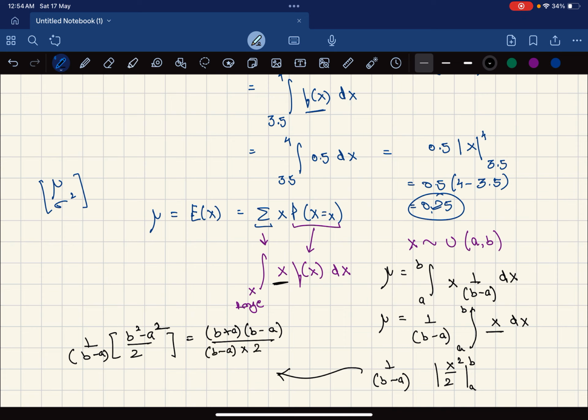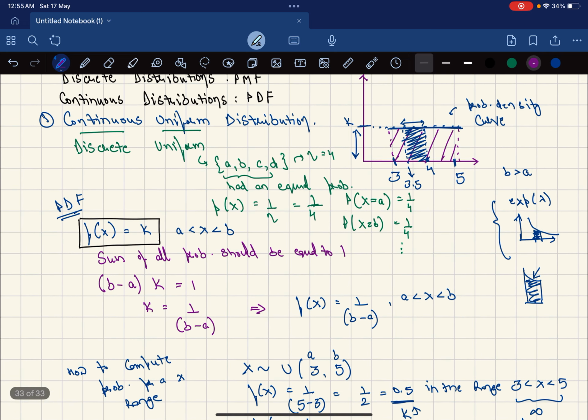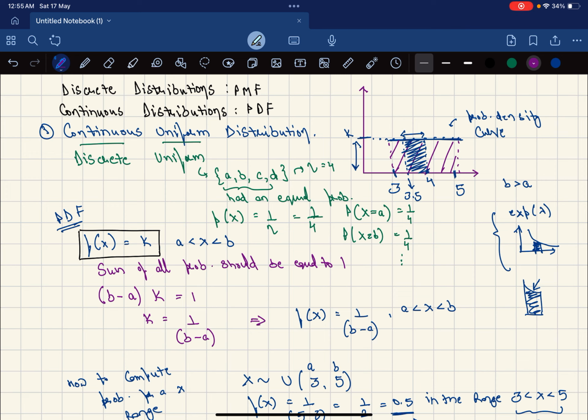I have used an algebraic identity here, which is x square minus y square equal to x minus y multiplied by x plus y. You can just expand it and check it. You will get x square minus y square from this product of these two functions. So we cancel out b minus a with b minus a here, and we are left with b plus a upon 2, which is actually the middle value of the uniform distribution. So if we had taken the case where the value was ranging from 3 to 5, the mean would have been equal to 4.